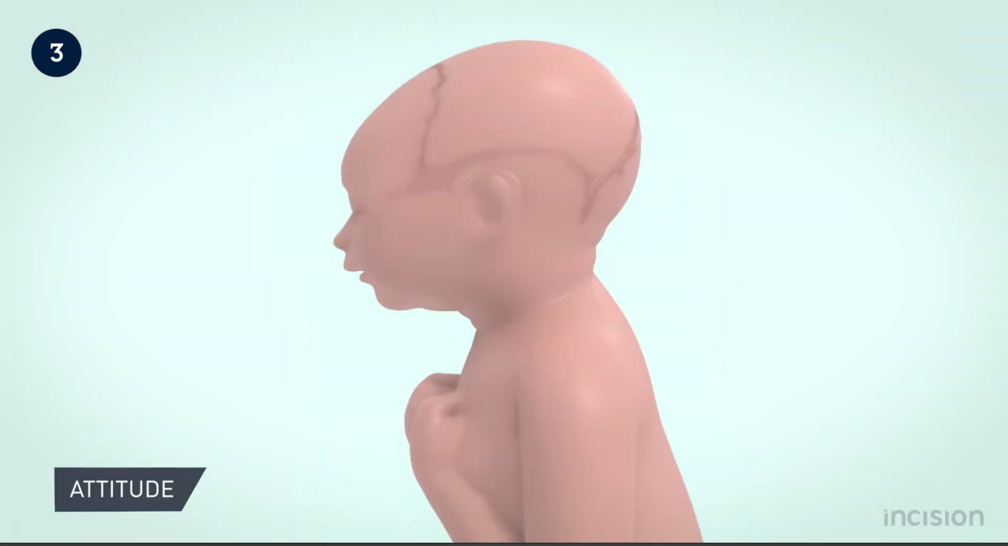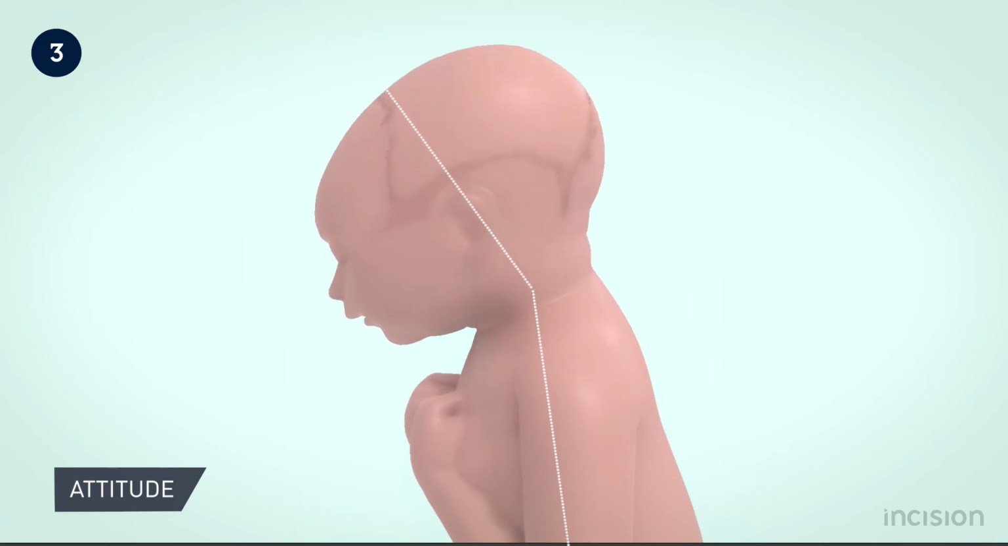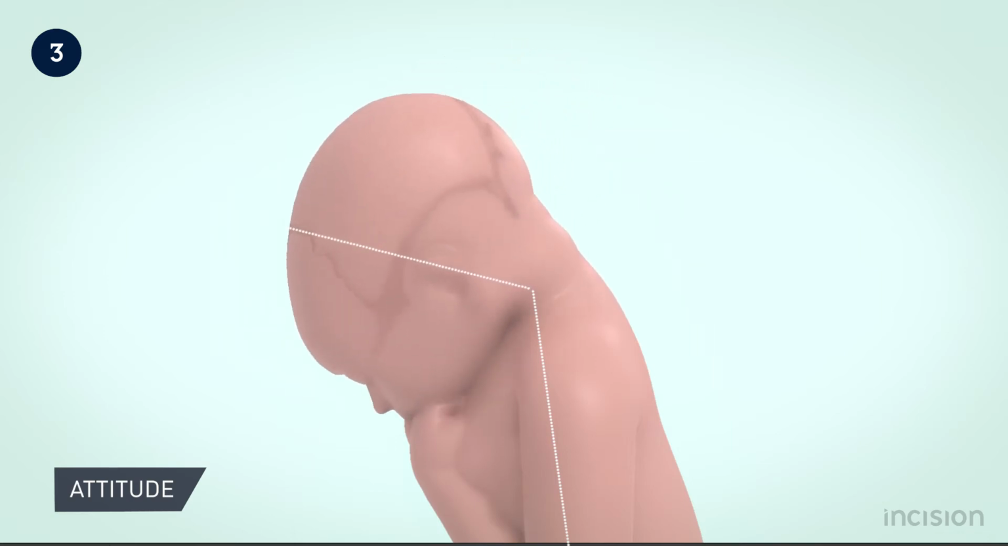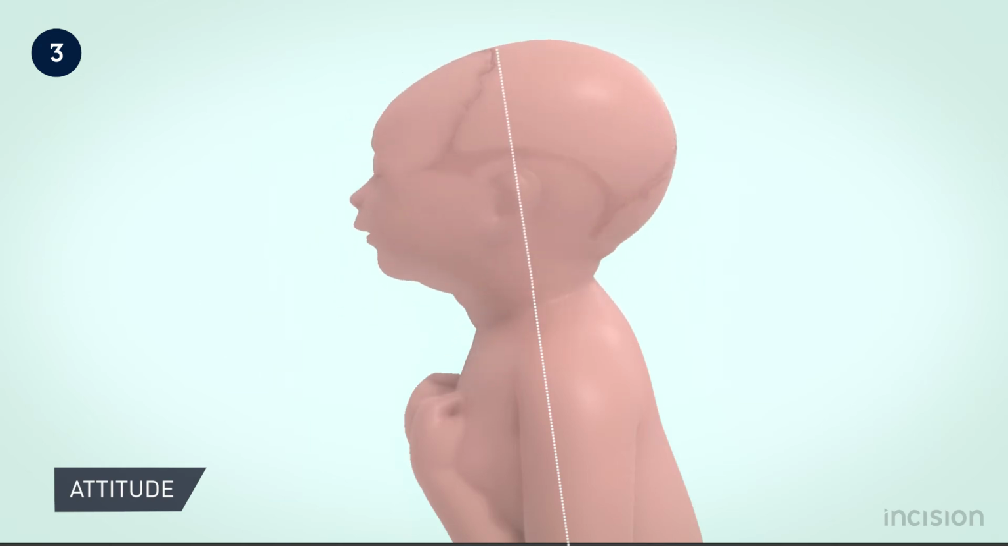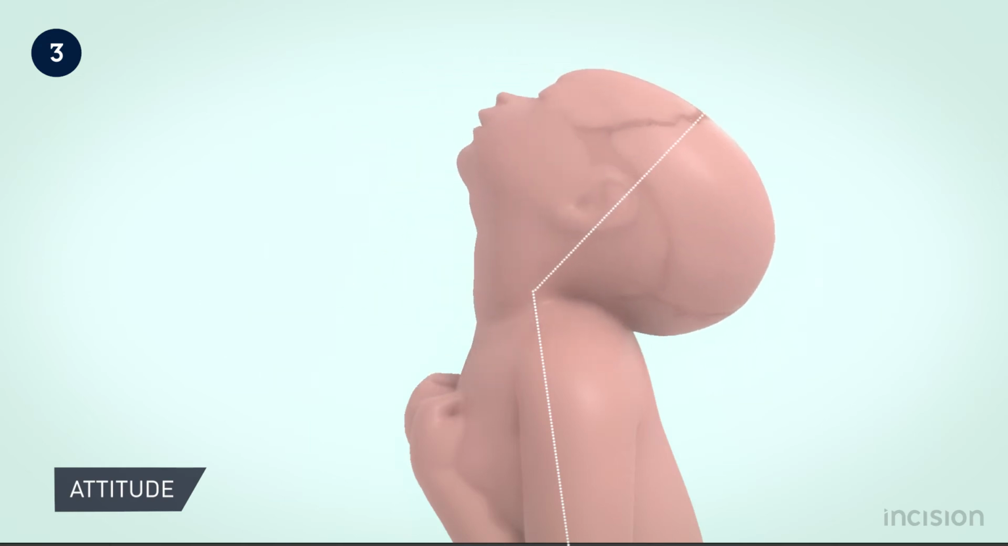The attitude refers to the position of the head relative to the trunk. It ranges from full flexion, in which the chin of the fetus is pointed towards the fetal chest, to full extension, in which the occiput of the fetus points towards the dorsum.